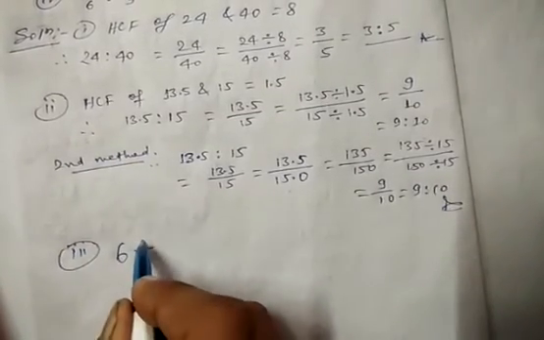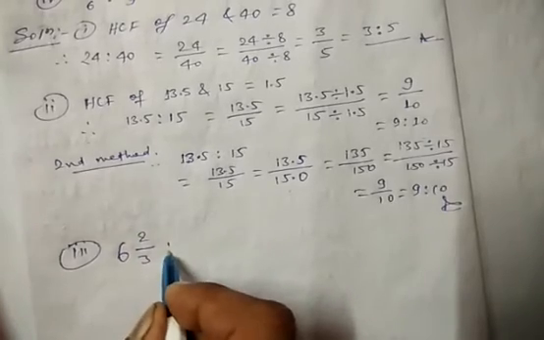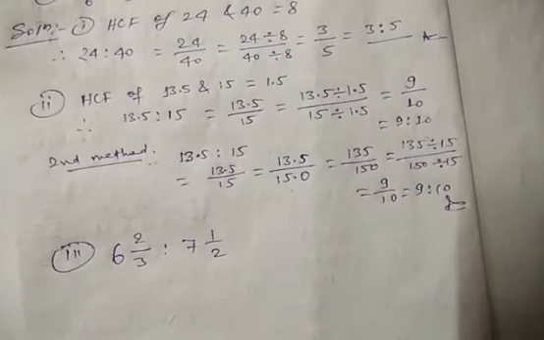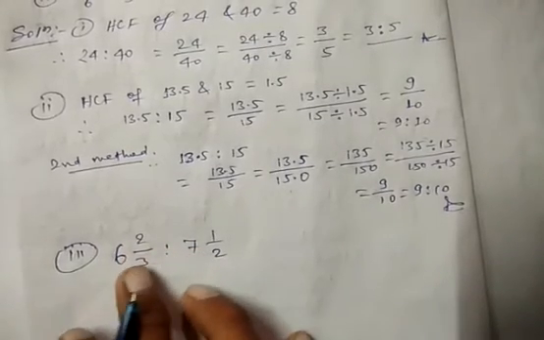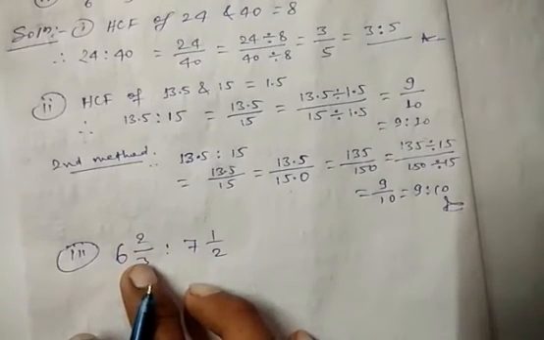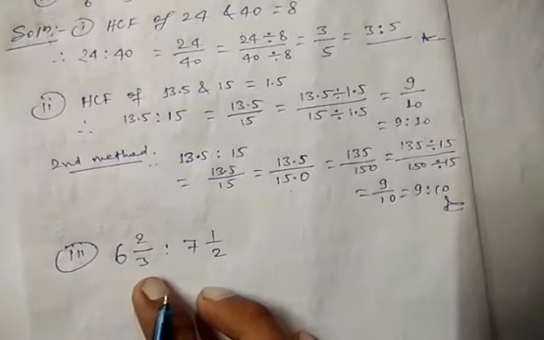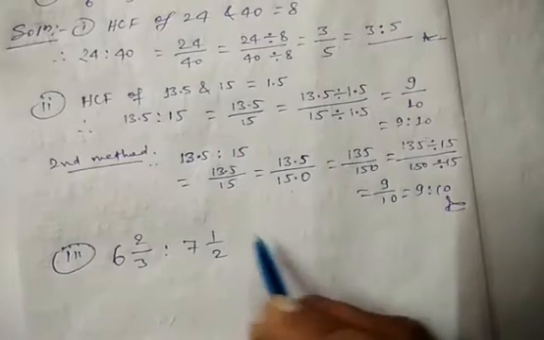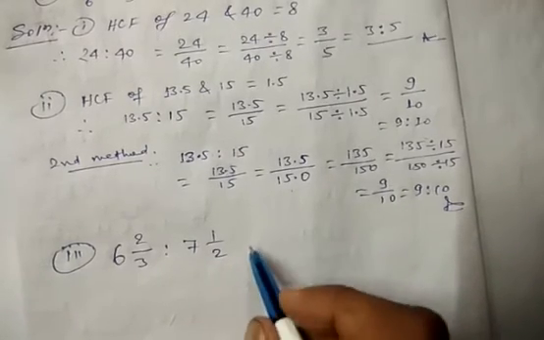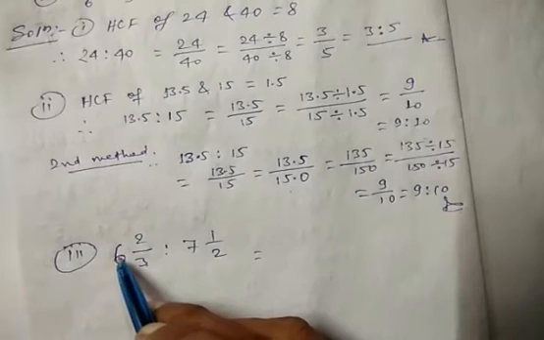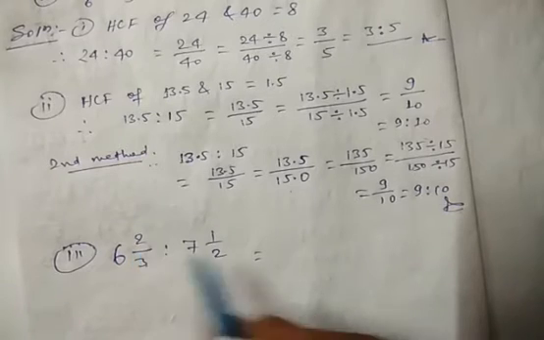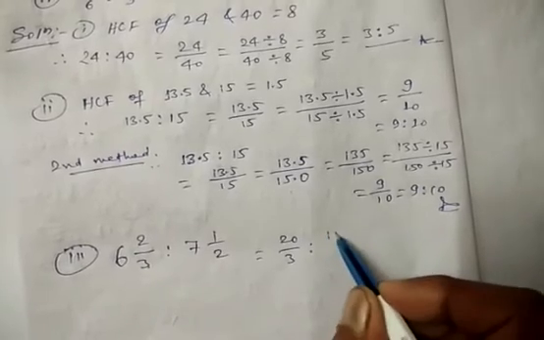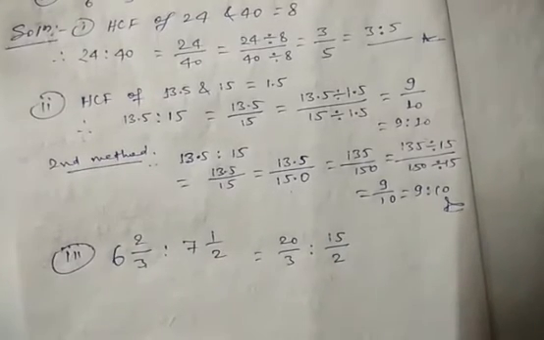is 6 whole 2 by 3 is to 7 whole 1 by 2. Firstly we convert these two terms, which are mixed fractions, into improper fractions. Then we get 6 times 3 is 18 and add 2, that is 20 by 3 is to 15 by 2.